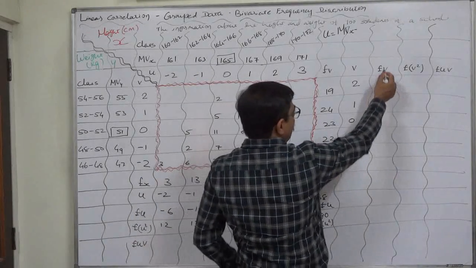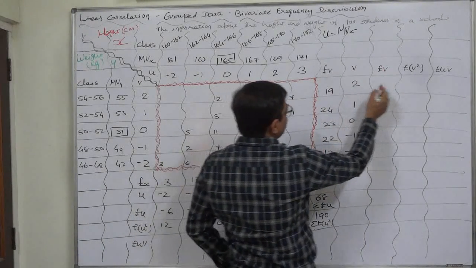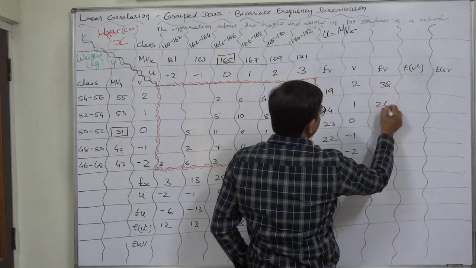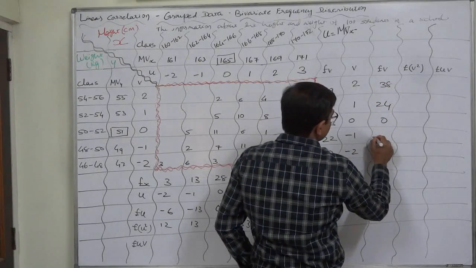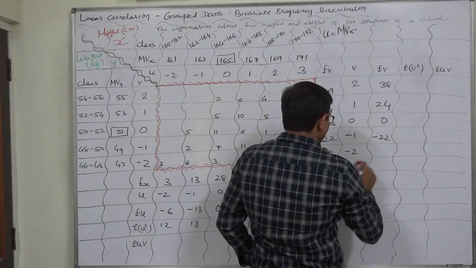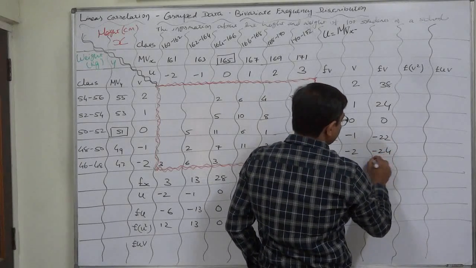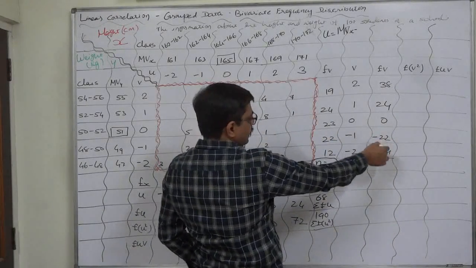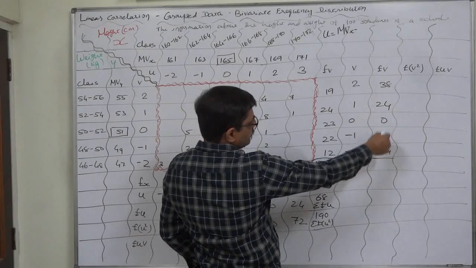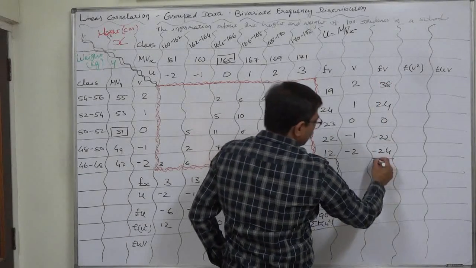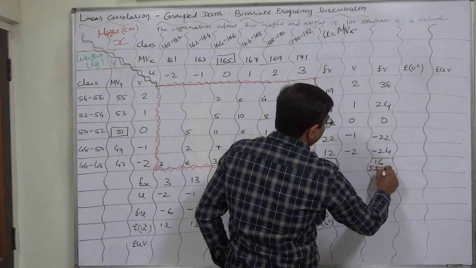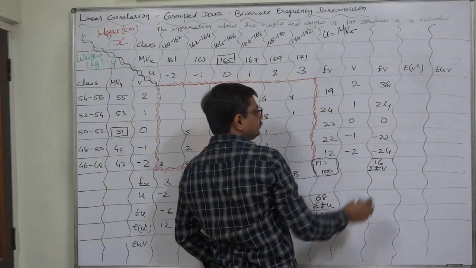Similarly, now the column of FV, f into v, 19 into 2, 38, 24 into 1, 24, 0, 22 into minus 1, minus 22, 12 into minus 2, minus 24. The summation will be 24, 24, negative positive cancel, 38 minus 22 will be 16. So sigma FV is 16.